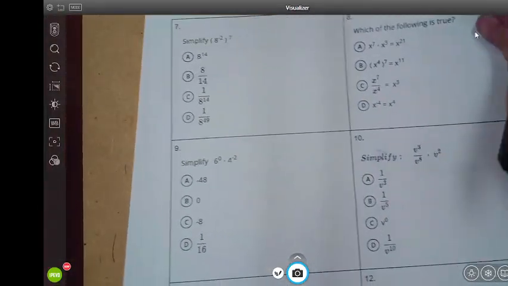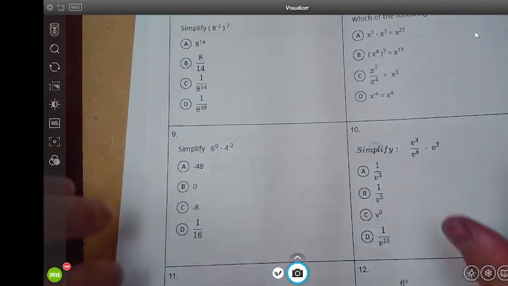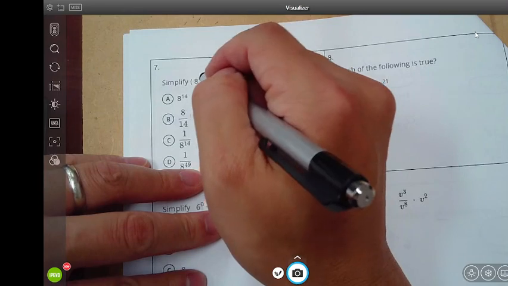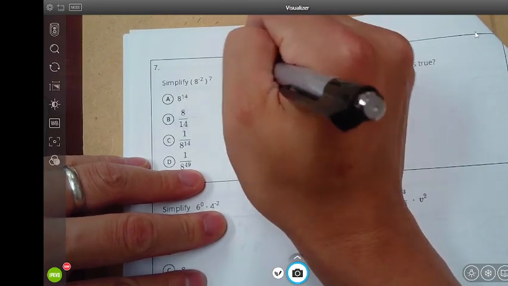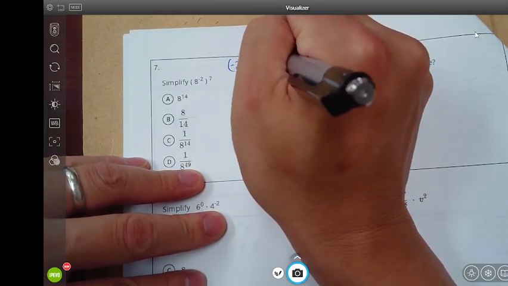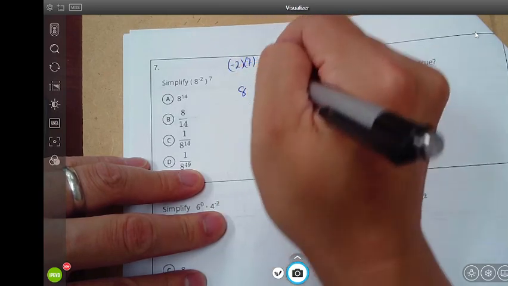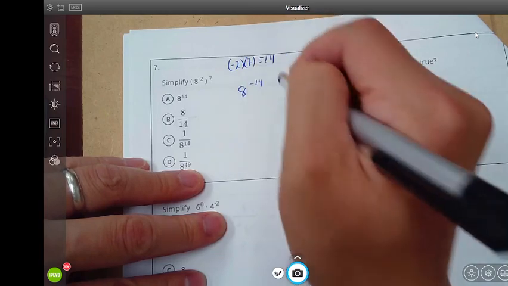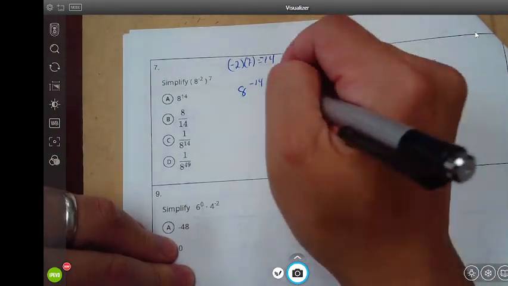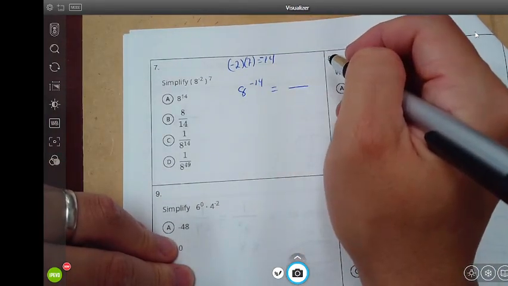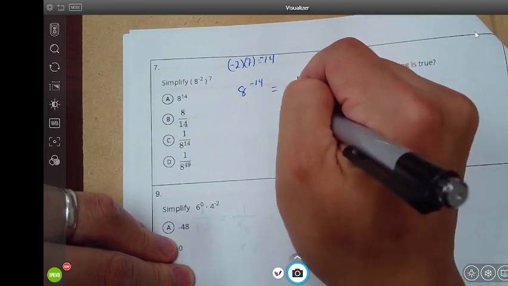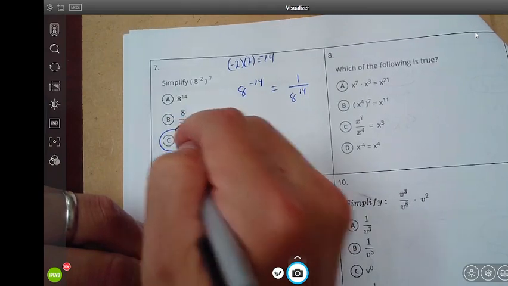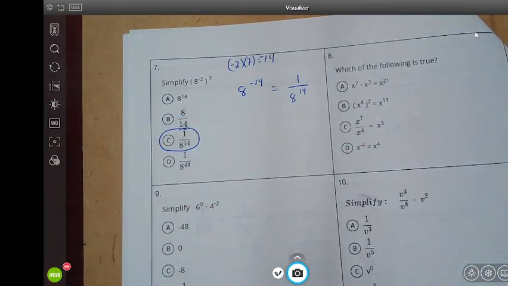Okay. All right, next one. Let's take a look at number 7. All right, so number 7, we have a power taken to another power. This is where we multiply. This is negative 2 times 7, which is 14. Okay, so I have 8 to the negative 14. Okay, I'm going to rewrite that as a fraction. So I'm going to put a 1 in the numerator. 8 to the positive 14 goes in the denominator. Okay, there it is right there.